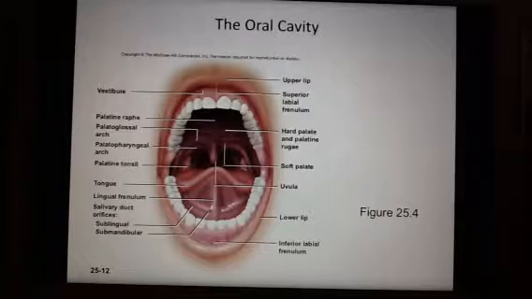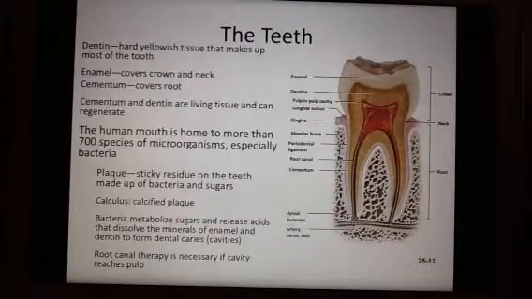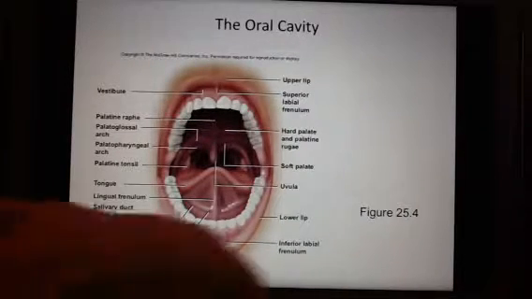So let's take a look at inside the oral cavity and the tongue and the teeth, and I'm actually going to backtrack because we're going to save this for a separate video.